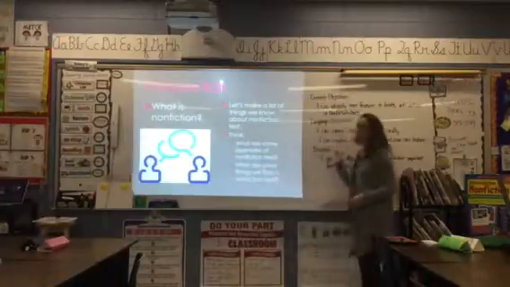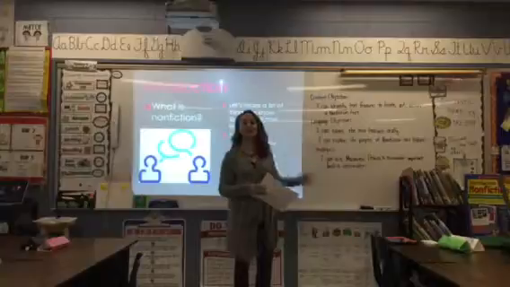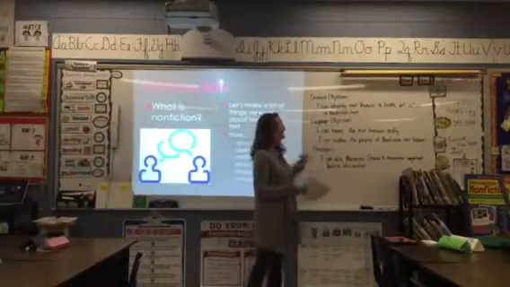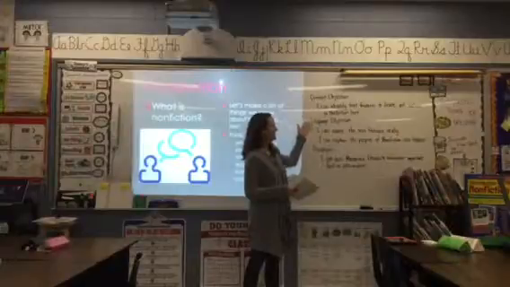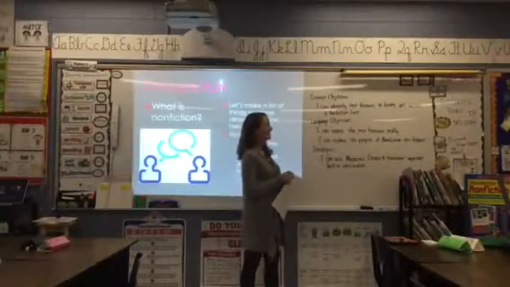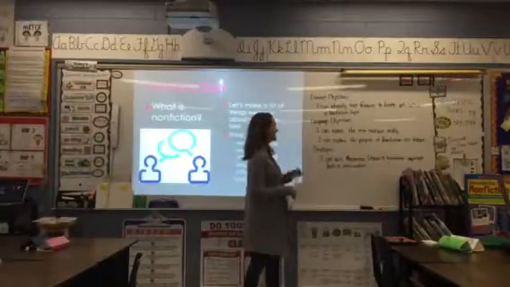So as you can see, we have our objectives on the board. These are more kid-friendly, but our objectives just state that students are going to be able to identify the text features today, and they're going to be able to use those features to locate information in nonfiction text.